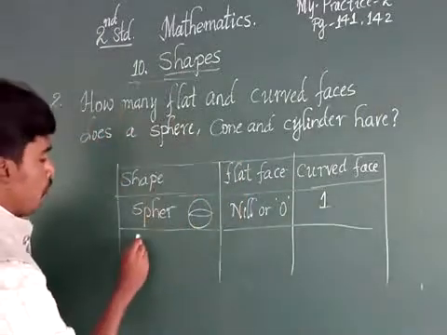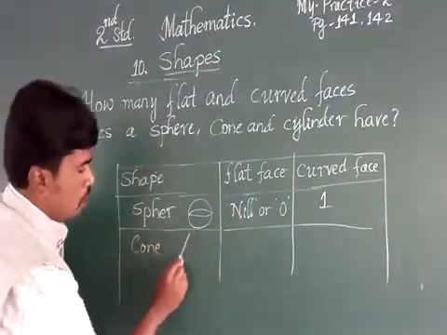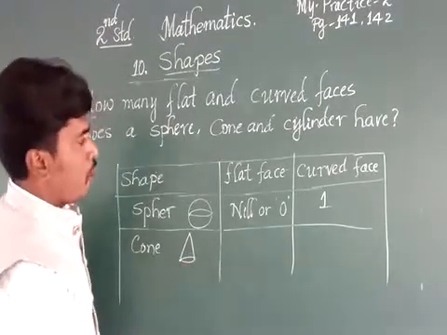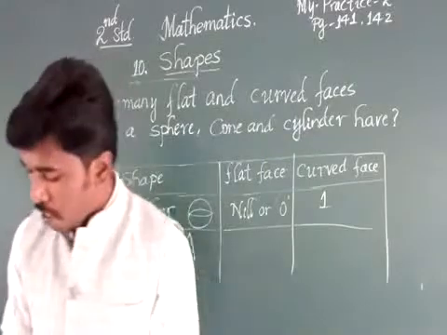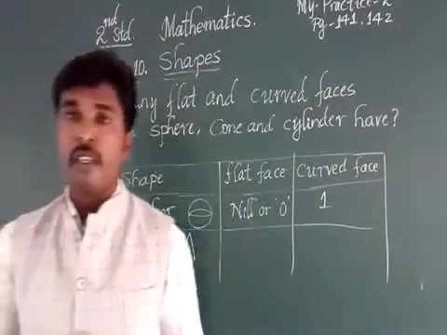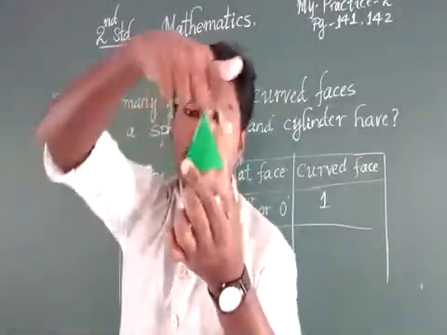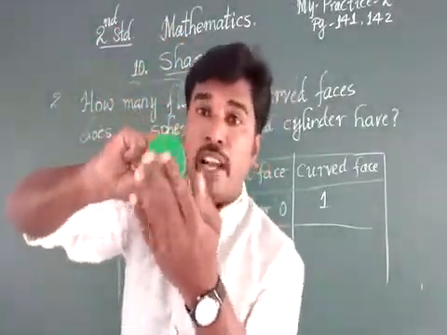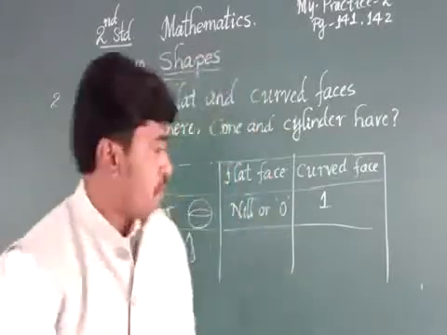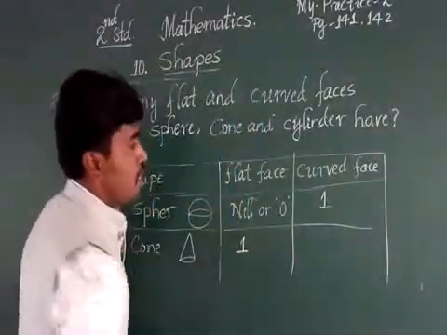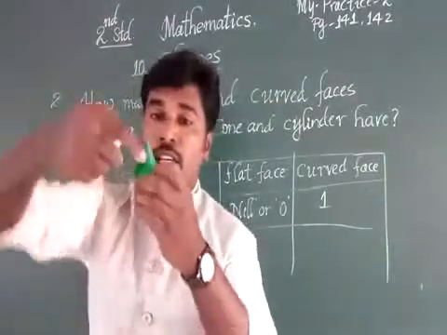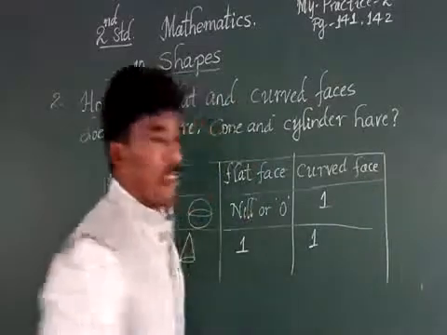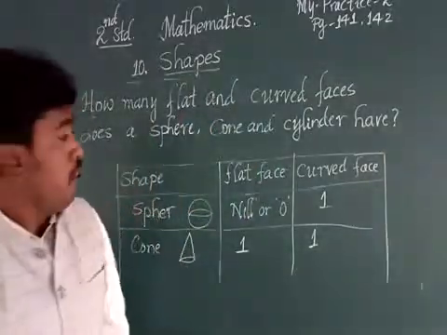Next, come to cone. So see the shape of the cone. This is the shape of the cone. How many flat surfaces does it have? Dear children, observe here. This is the curved surface and this is the flat surface. How many flat surfaces is it having? Only one flat surface. How many curved surfaces is it having? Here it is one curved surface. That means one flat and one curved face.